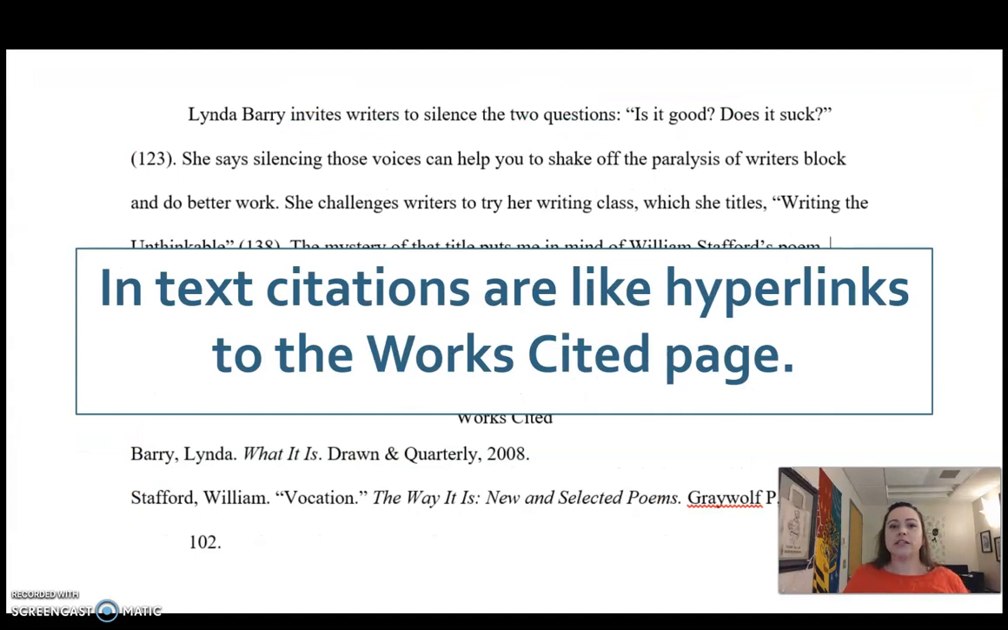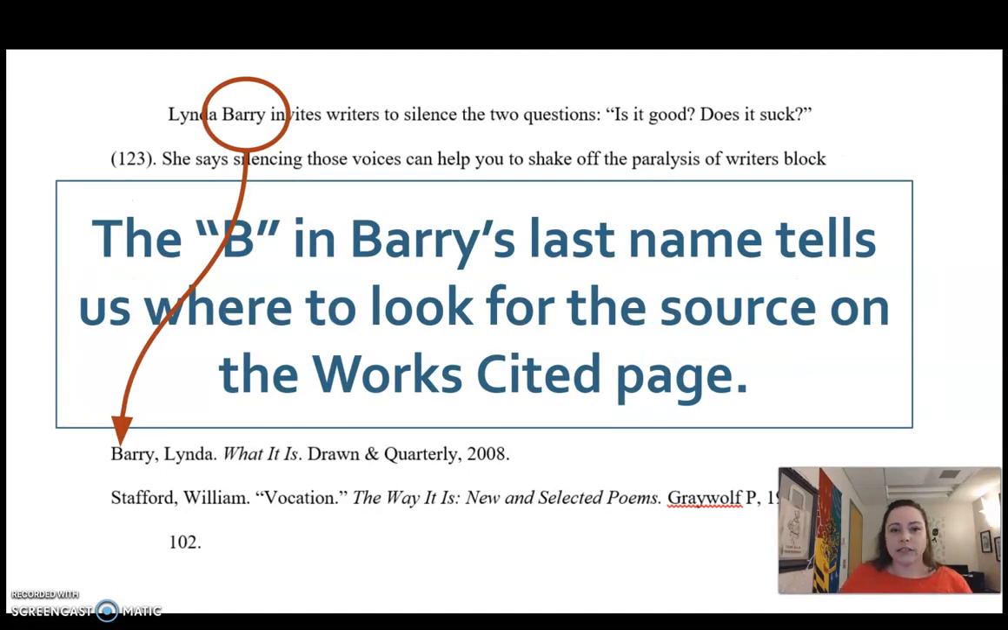Another thing to note about how we set up our in-text citations is to think about them in terms of hyperlinks that move between the text of our writing and the works cited page. So the B in Barker's last name tells us where to look for the source on the works cited page. You need to make sure that there is information in your text that will send us to the correct source in your works cited.